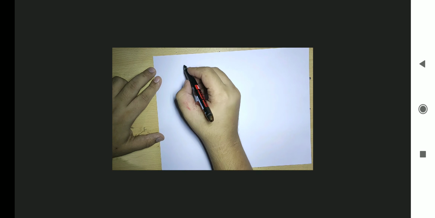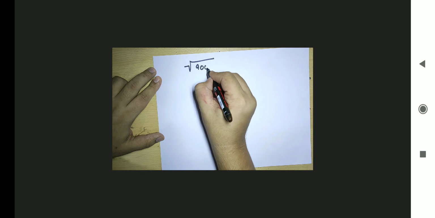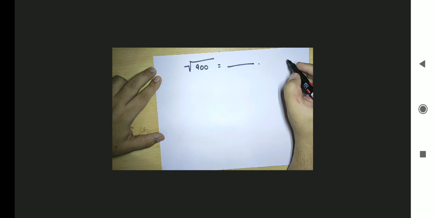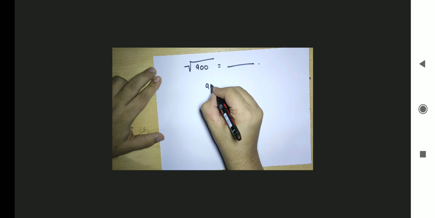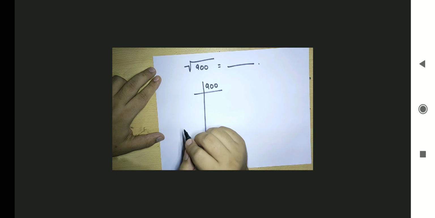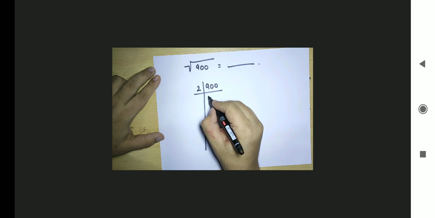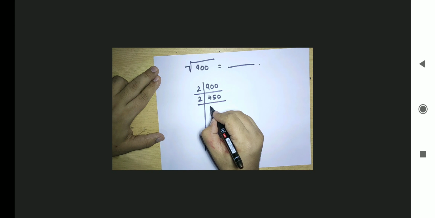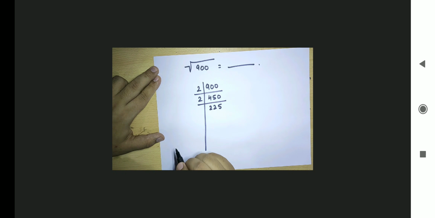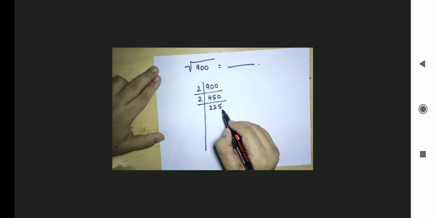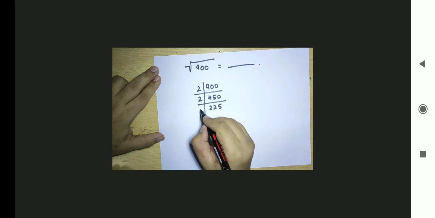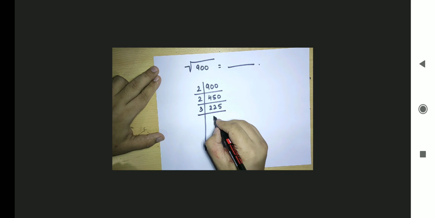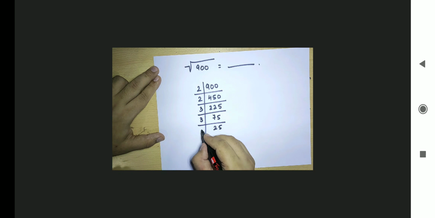Let us find the square root of 900 by the prime factorization method. So what we do, we take the factors out. First we take 2: 450, 2, 225. Now we can see that the unit place is not even, so we take 5. Instead we can check it is divisible by 3. So we take 75. Again we take 3. It's 25. You know that 5.